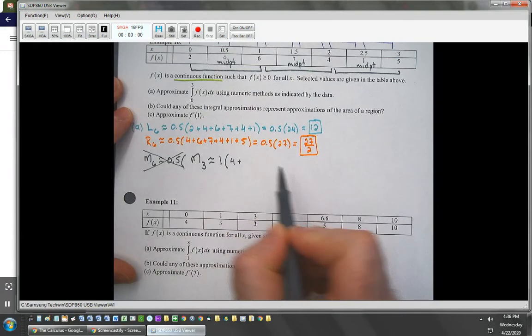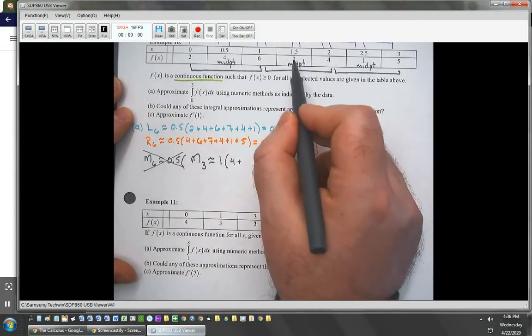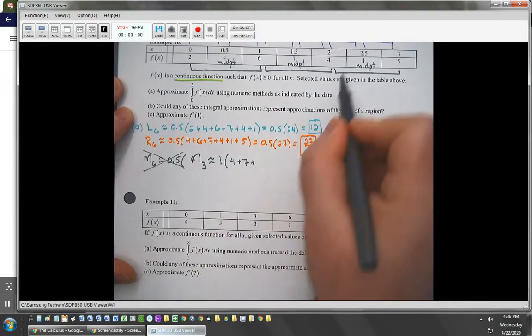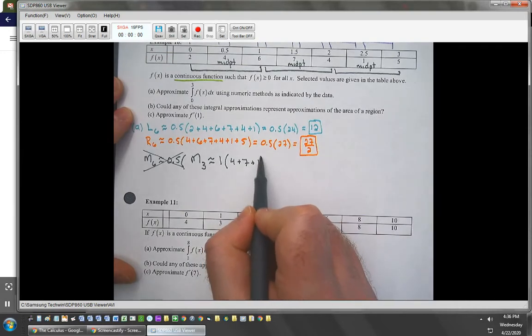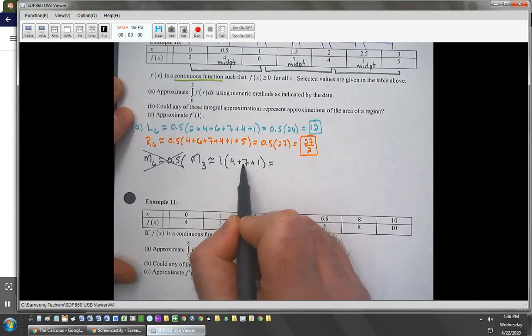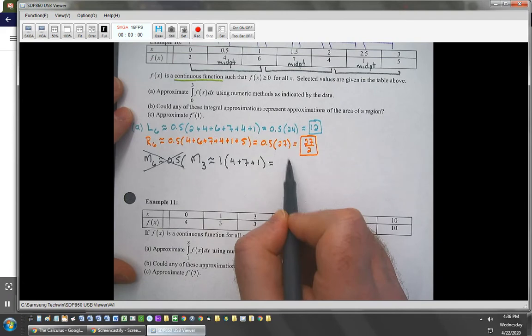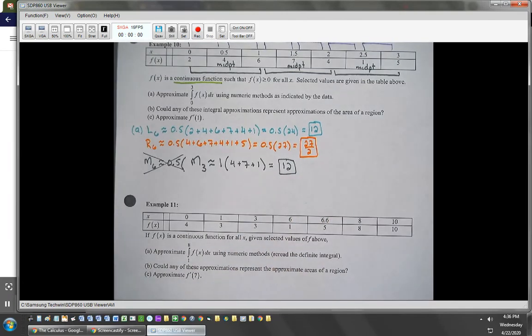So that's 4. My midpoint, then that's 7. My midpoint, then that's 1. So that's what? That's 8. That's 12. My midpoint approximation is 12. Does that make sense?